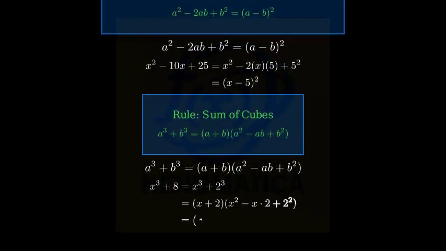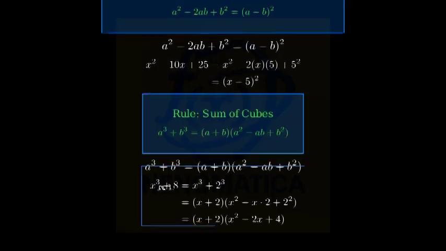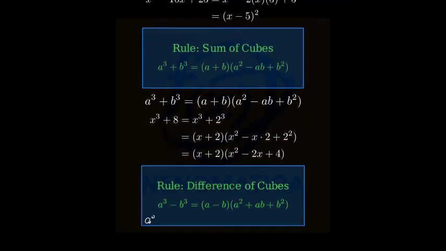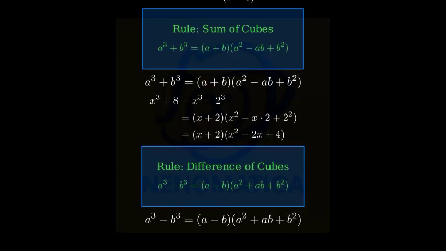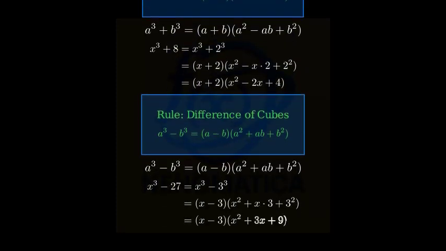For example, x cubed plus 8 can be written as x cubed plus 2 cubed, which factors to (x plus 2) times (x squared minus 2x plus 4). And for the difference of cubes, a cubed minus b cubed can be factored as (a minus b) times (a squared plus ab plus b squared). For example, x cubed minus 27 can be written as x cubed minus 3 cubed, which factors to (x minus 3) times (x squared plus 3x plus 9).